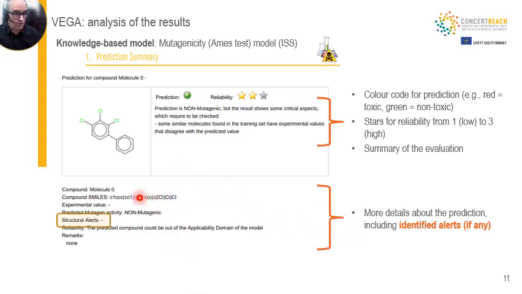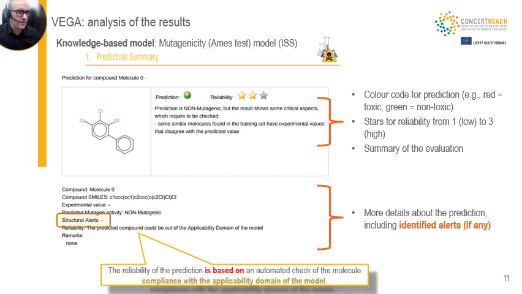More details are also provided in the first page, for example, the SMILES, again, the outcome, and of course, if structural alerts have been identified for our substance, no alerts have been identified. And what I would like to draw your attention to is that the reliability assigned by VEGA is based on an automated check of the compliance of the molecule with the applicability domain of the model.